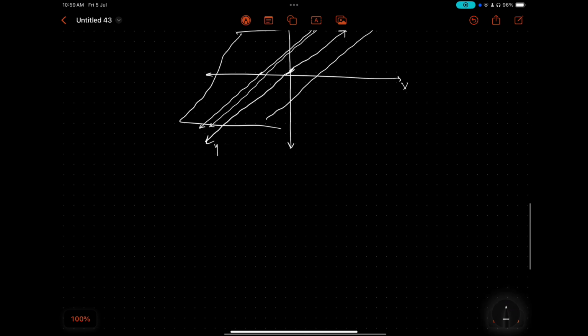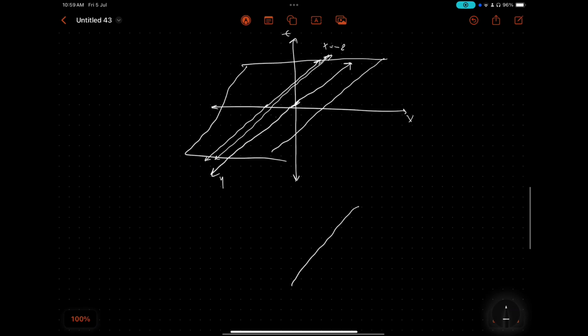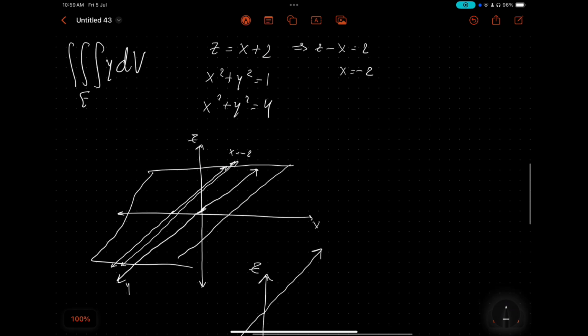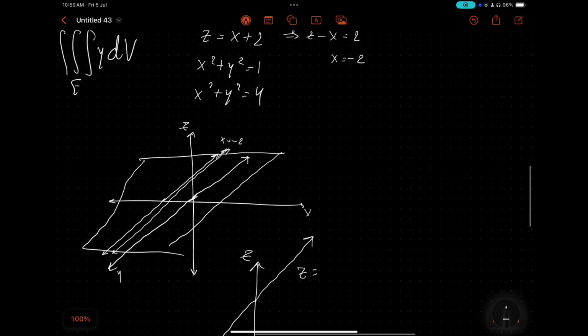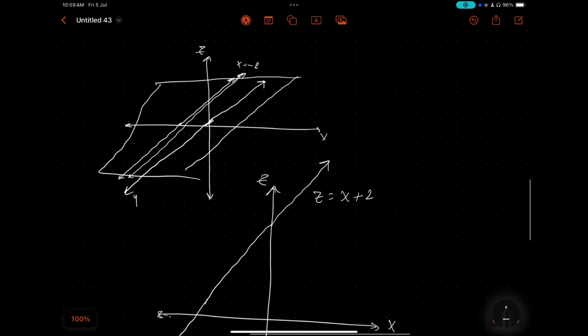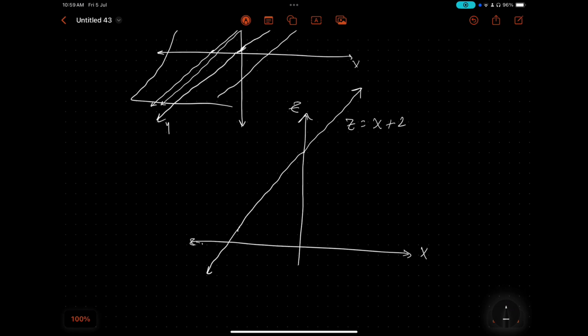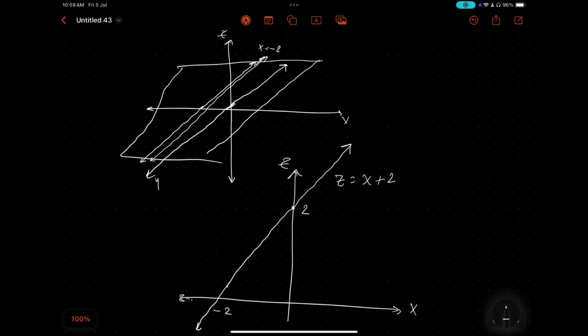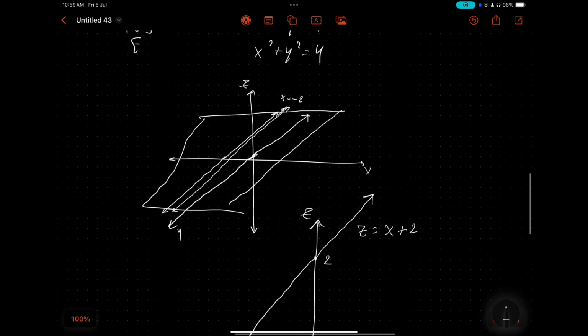Okay, so if you look at it from this side, from the xz plane, let's say this is our xz plane, x and z plane. Now we're going to see something like this. We're going to see this line, which is basically our function, z equals x plus 2. So the intersection here is 2, and this is minus 2. And that's what we're going to find from the side.